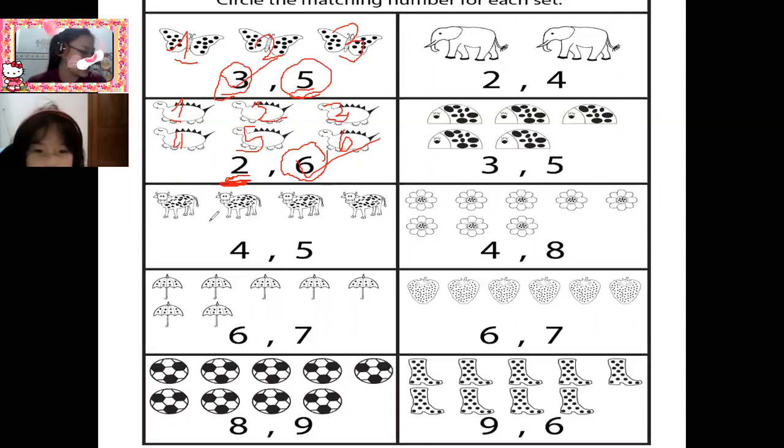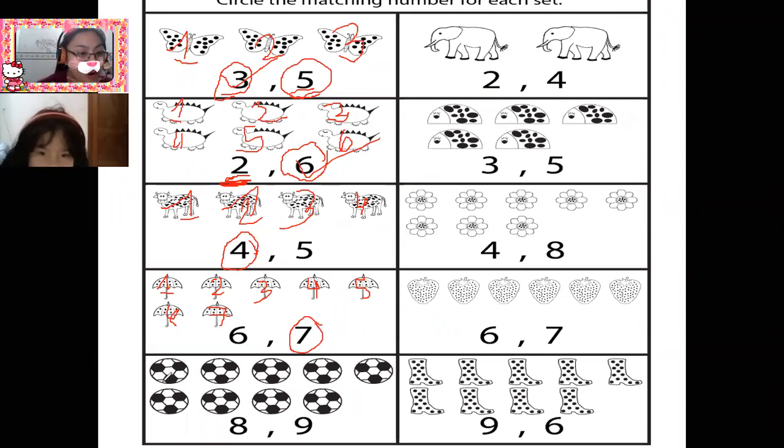Okay, now let's count the cows. Okay, one, two, three, four. Okay, Tina, look at this. This is number four. All right. Okay, now Tina, let's count the umbrellas. One, two, three, four, five, six, seven. Okay, good job. So seven. Very good, Tina. All right, I'll give you a great job smile. Very good. Now let's count the balls.